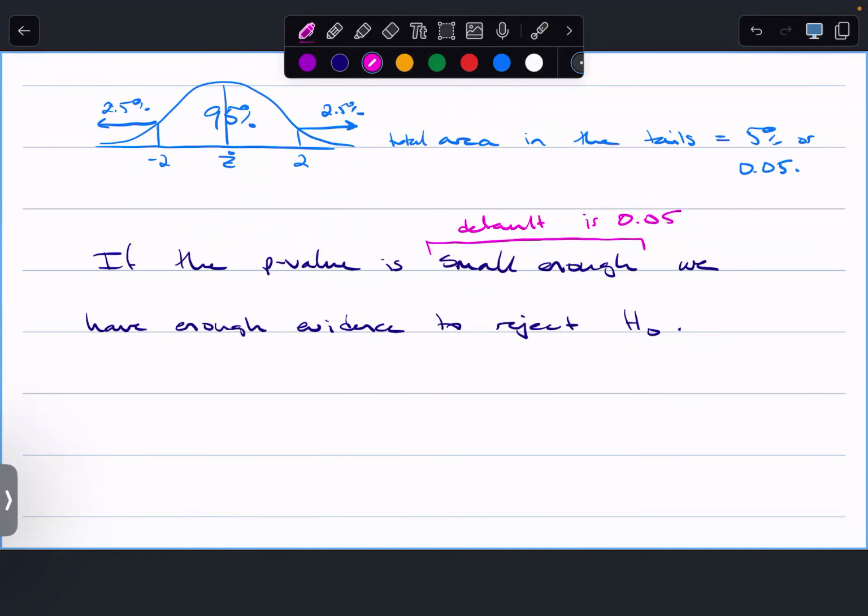This is what we call an alpha level, but I think it's too late in the class to introduce another term. So small enough, if it's less than, and maybe I'll add that, default is less than 0.05. Then we have enough evidence to reject H0.